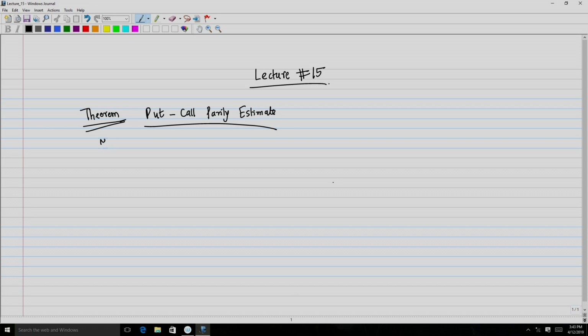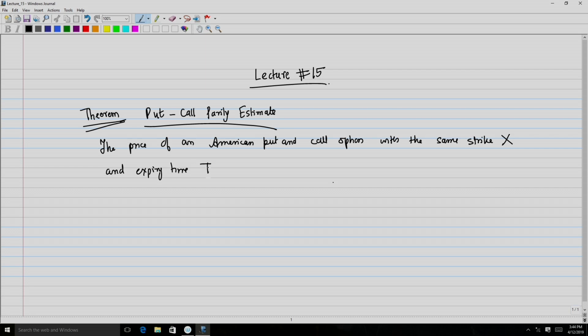All right. So, we can state it as follows: the price of an American put and call option with the same strike as I had assumed in the previous case of European options. So, we assume that they have the same strike and expiration on a stock, and as before we assume the stock pays no dividends.